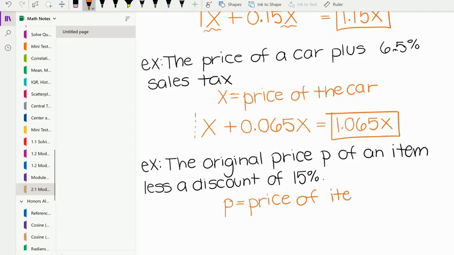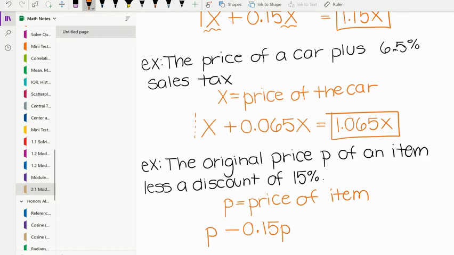All right, so we have the price of the item. Now, instead of saying plus, it says less. So typically when we hear the word less, that's associated with subtraction. It doesn't make sense to add it. So less a discount of 15%. And that makes sense because we would obviously subtract what we are taking off, the discount. So 15% turning it into a decimal would be 0.15. And remember, it's of that item. So 15% of that item.